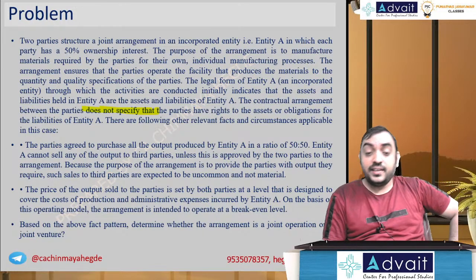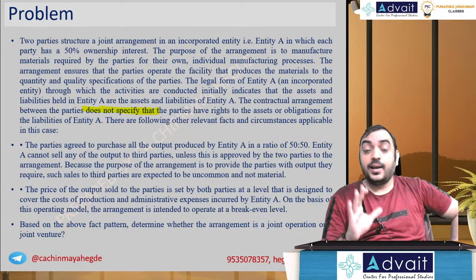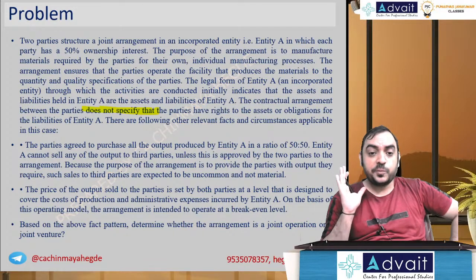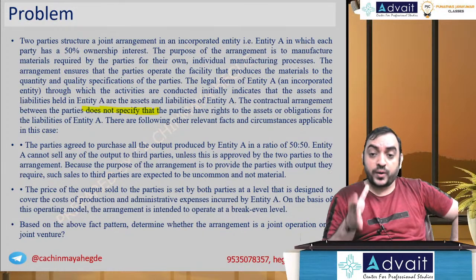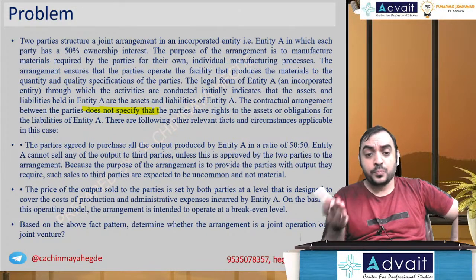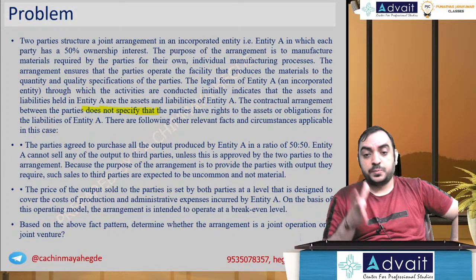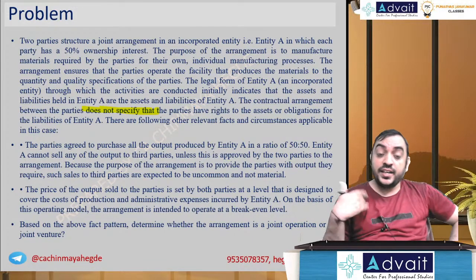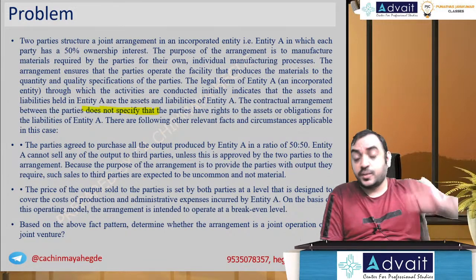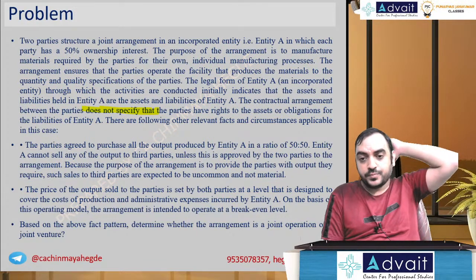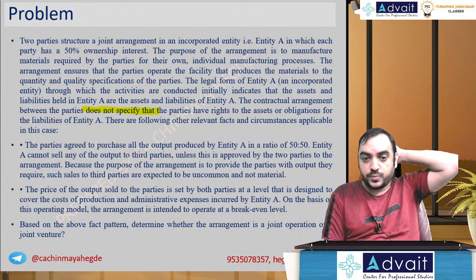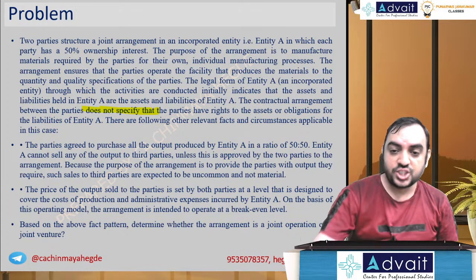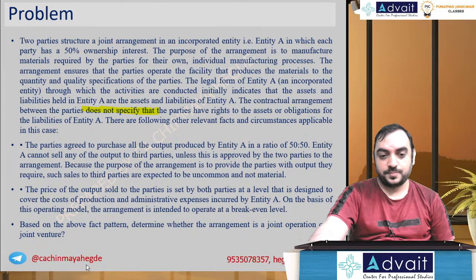Entity A cannot sell any output to third parties unless approved by the two parties in the arrangement. Because the purpose of the arrangement is to provide the parties with the output they require, such sales to third parties are expected to be uncommon and not material. The price of the output sold to third parties is set by both parties at a level designed to cover the cost of production and administrative expenses incurred by entity A. On the basis of the operating model, the arrangement is intended to run at a break-even level. Based on the above fact pattern, is it a joint operation or a joint venture?